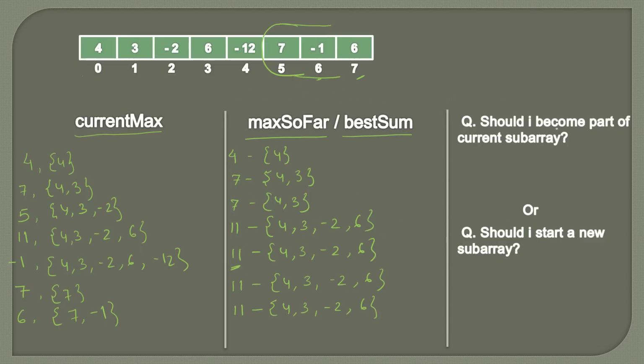So 6 asks, should I become part of current subarray? So 6 plus this 6 will give sum as 12. Or should I start a new subarray? So if it starts a new subarray, the sum will be 6. So this 6 decides that okay, I will go with the current subarray because it is giving me a maximum sum if I compare these two values. So here, now current sum will become 12. 7, -1, 6. So this will be included like this.